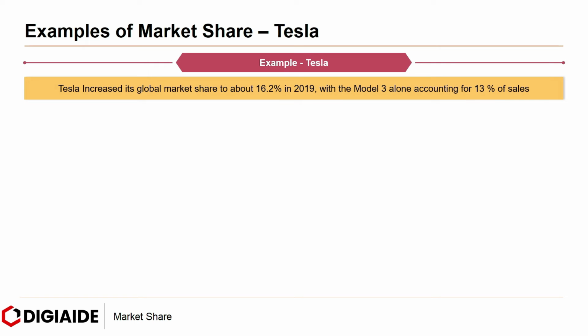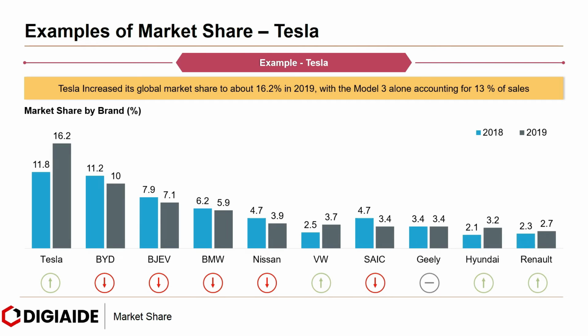The first example is Tesla. Tesla increased its global market share to about 16.2% in 2019, with the Model 3 alone accounting for 13% of sales. So as we can witness, Tesla's share grew from 11.8% of the total market to 16.2% in 2019. Other brands which witnessed a positive growth in 2019 are Volkswagen, Hyundai and Renault.